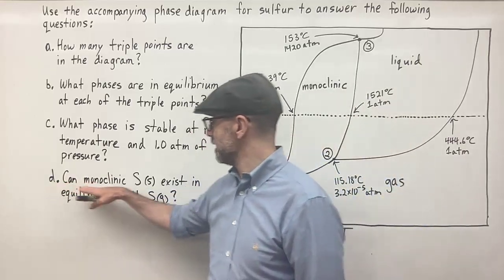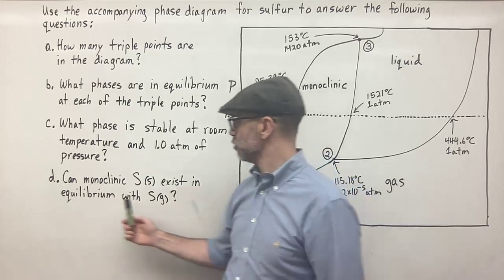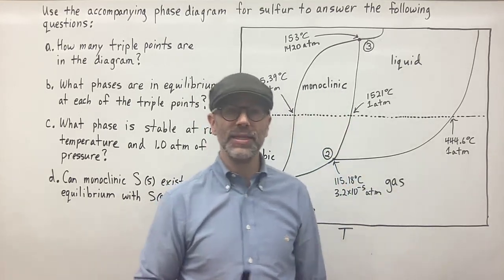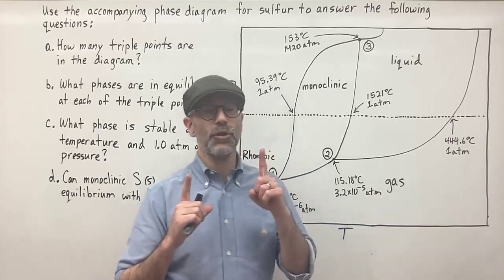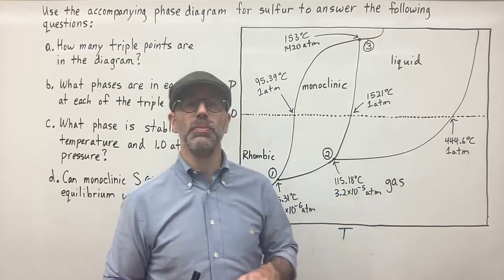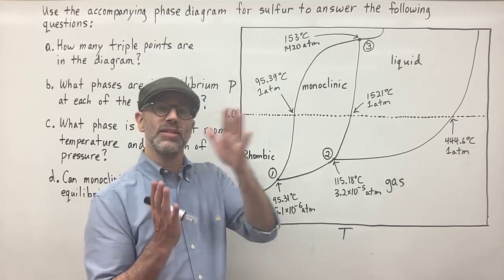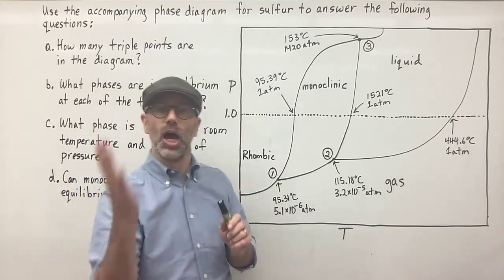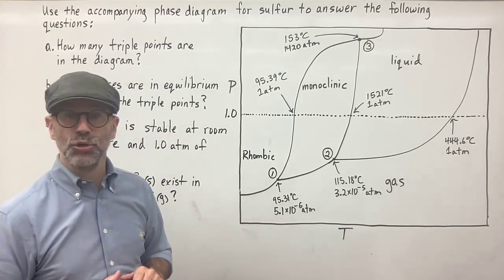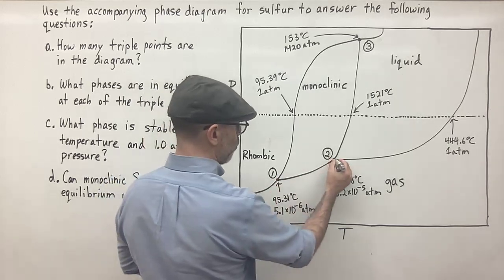And then finally, D, can the monoclinic solid sulfur exist in equilibrium with the gas sulfur? So what does that mean? That means that we should have a line. If those two can be in equilibrium together, there should be a line in our phase diagram such that on one side is the monoclinic, on the other side is the gas. And do we have a line? We do. This line right here between point 1 and point 2.